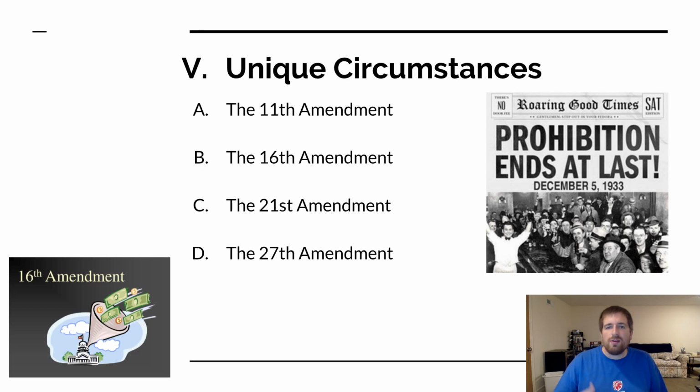So the first unique circumstance amendment is the 11th Amendment. This amendment said that lawsuits against states must be tried in state courts. Federal courts do not have jurisdiction or do not have the right to hear cases in which a state is sued. Why is this unique?